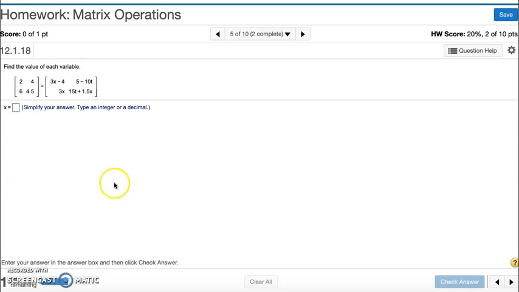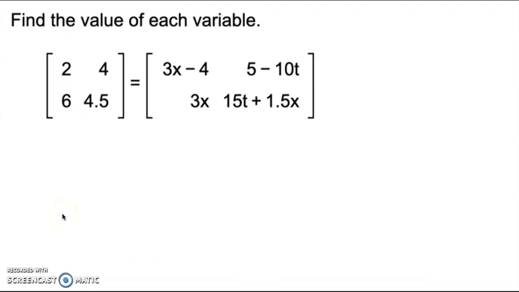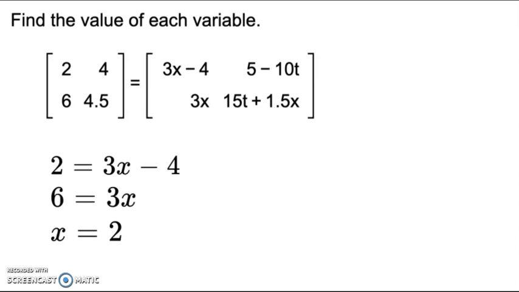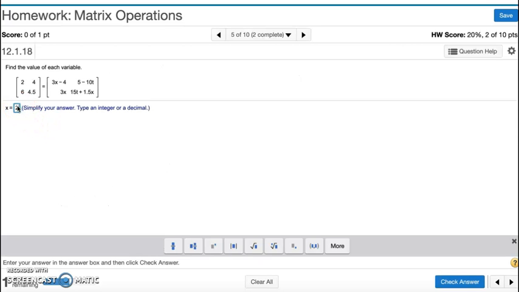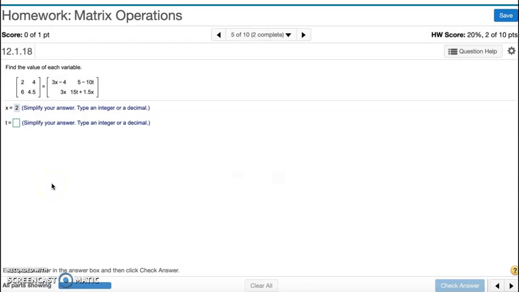So let's take a closer look at that. It wants us to find x first, and we see 2 equals 3x minus 4. So set those equal to each other, then add 4, then divide by 3, we get x equals 2. So let's type that in. So x equals 2. Now it wants us to find t.